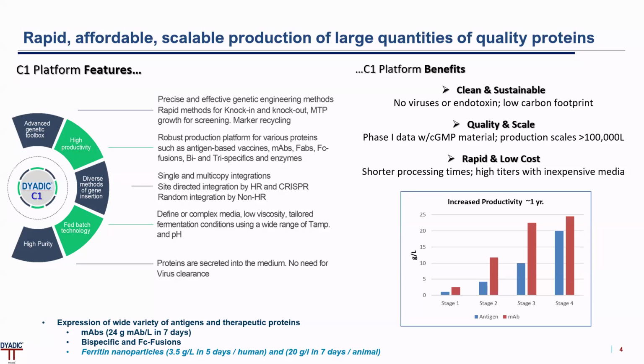And you can see in the bottom left, we produced a MAB at 24 grams per liter in 7 days. And on the far right, you can look at what we've done here with what happens to be an animal antigen. We started out in stage 1, very rapidly producing a cell line at 1 gram per liter, then took it up to 4, then to 10. And now we're getting, in this particular case, 20 grams per liter in 7 days.